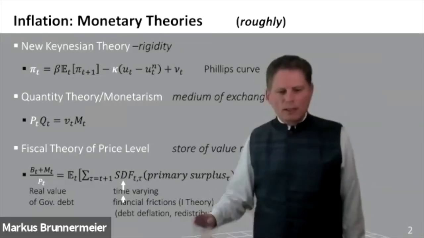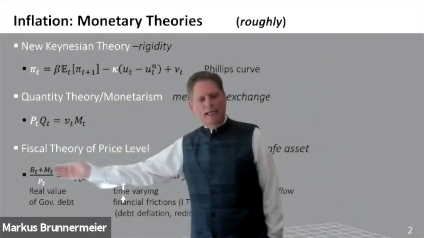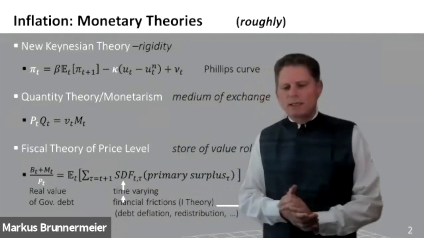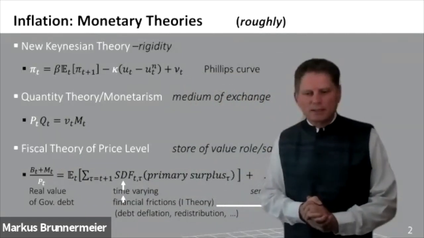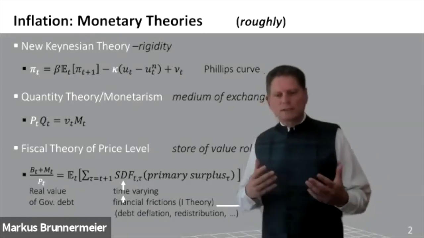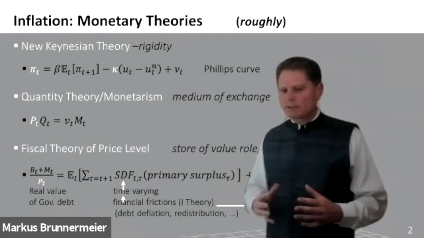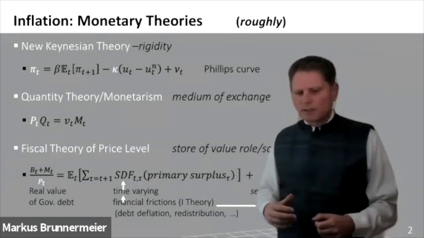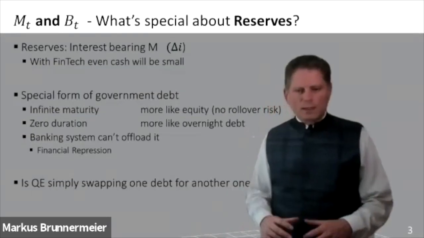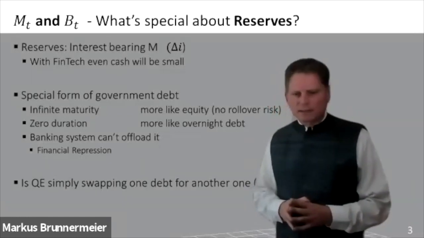Now, let me talk a little bit about the government debt outstanding and the money. What's the relationship between the two? In particular, if you live in a low interest rate environment, and in particular, if reserves also pay interest. So in the olden days, reserves didn't pay interest, but now they also pay, like bonds, some interest. So what's the difference between reserves and the government debt? So what's so special about reserves, in a sense, when they pay interest?